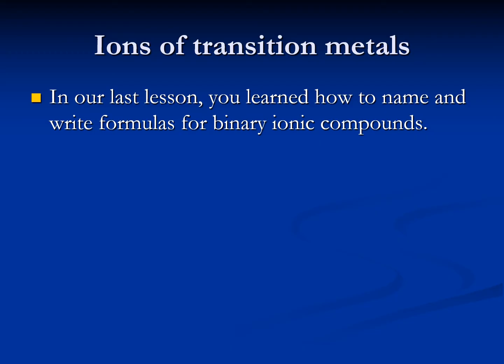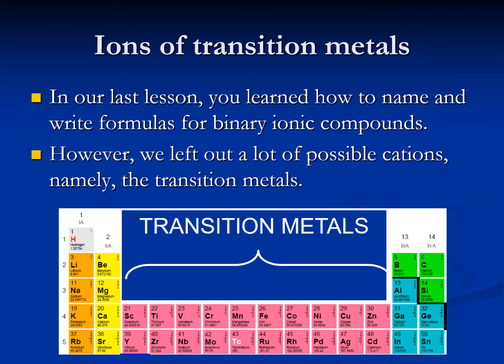In the first lesson of this unit, we learned how to name binary ionic compounds involving the alkali metals and alkaline earth metals, groups 1 and 2 on the periodic table, and a few other ions such as aluminum, zinc, cadmium, and silver, who have ions that always have the same charge. But we've left out a big group of elements in the center of the periodic table known as the transition metals. They are known as transition metals because they can have more than 1 ionic charge.